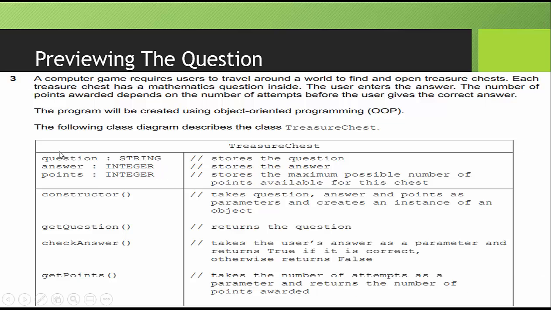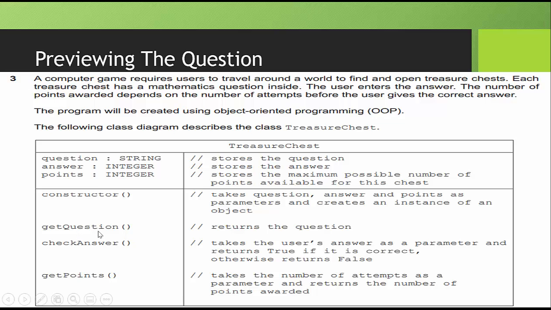We have the properties or the attributes right here for each object: question, answer, points, and then we have some methods. We have a constructor, which takes the question, answer, and points as parameters and creates an instance of an object. Constructors will always create an instance of an object. What we need to focus on here is that it takes the question, answer, and points as parameters. That will be key later on because I guarantee you we're going to have to make that constructor.